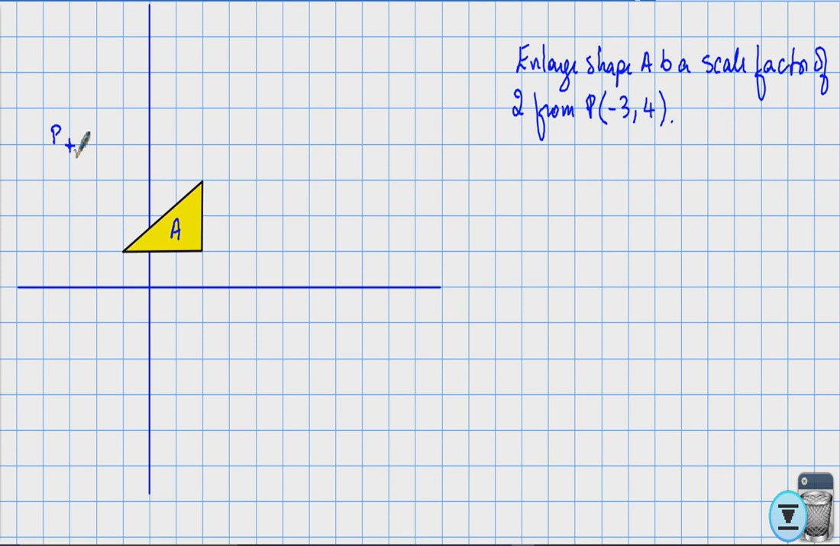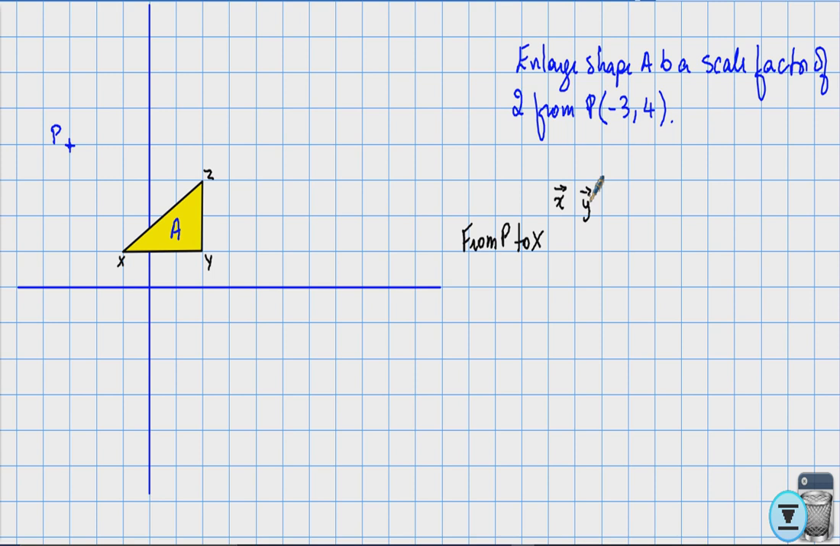Okay, from point P. First thing I'm going to do, I'm going to call the vertices x, y, and z. Alright, x, y, and z. P is our center of enlargement. What am I going to do? I'm going to find the x and y distances from P to each vertex. So I'm going to say to go from P to vertex x, what distance should I move on the x-axis and on the y-axis?